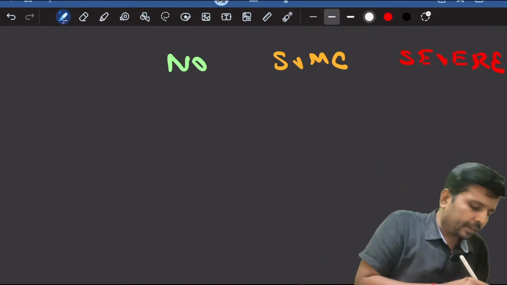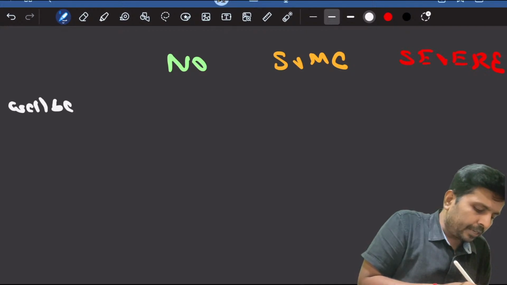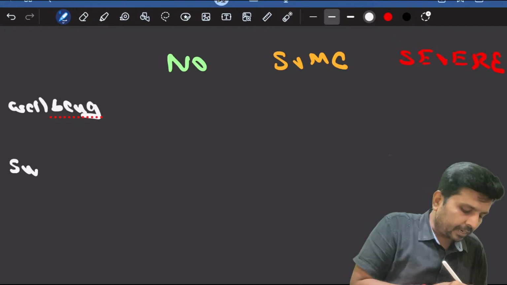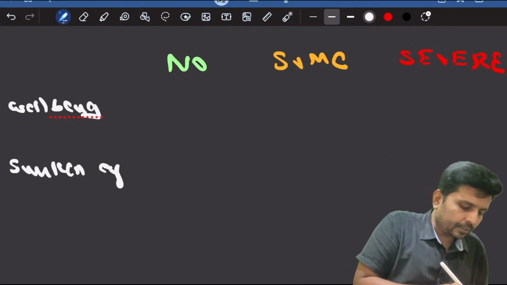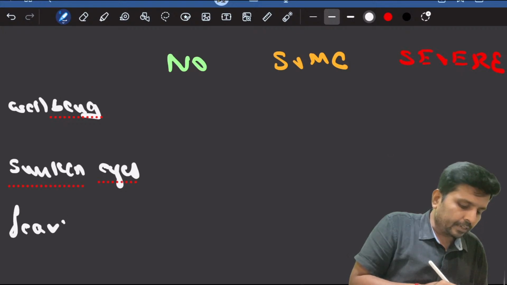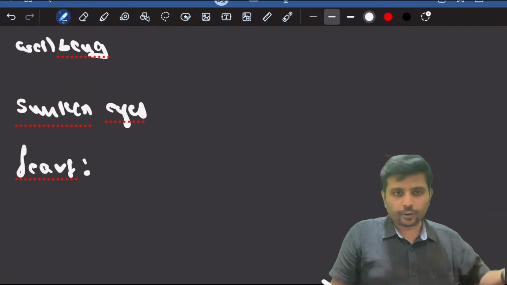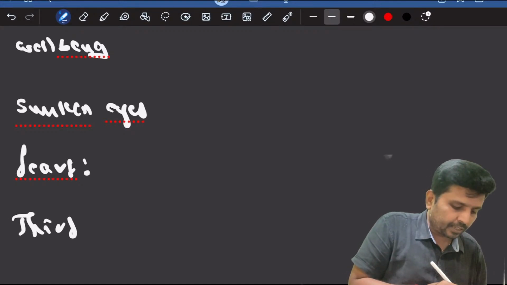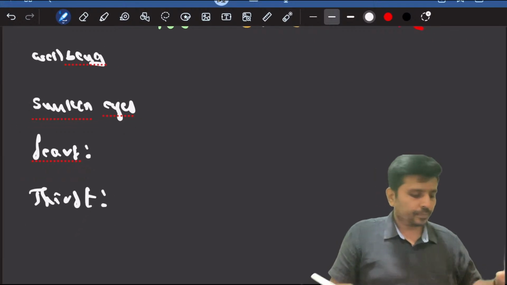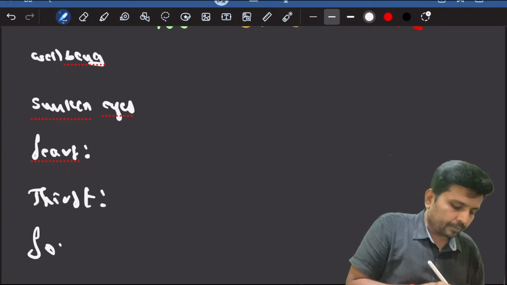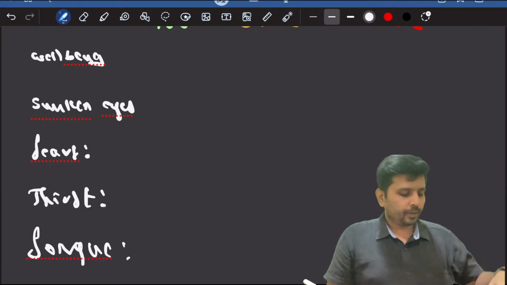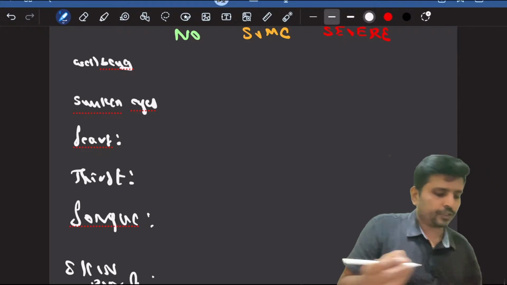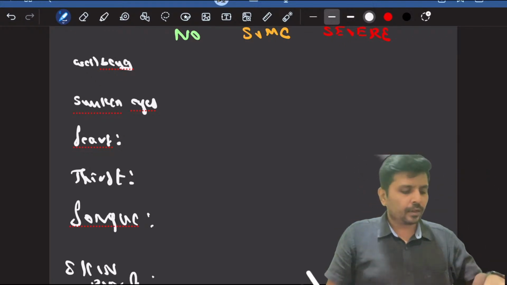What are all those parameters? First one is general well-being, how the child looks. Second one is sunken eyes. Third one is tears, whether you get water from the eyes. Fourth one is thirst, whether the child is able to drink or not. Then tongue, whether it is wet or dry. And finally, you have something called skin pinch. You need to assess at least two of the above.